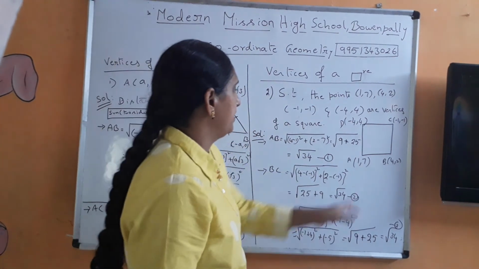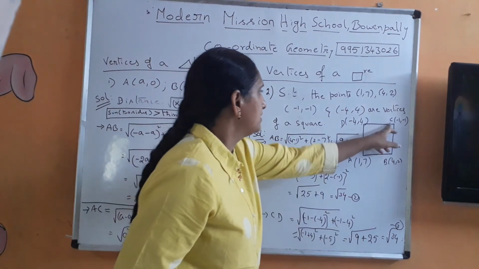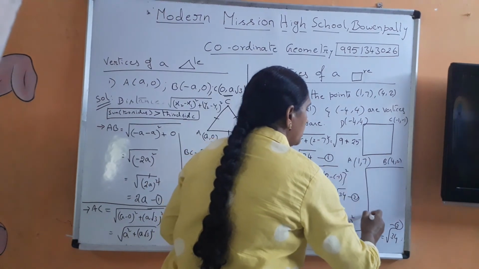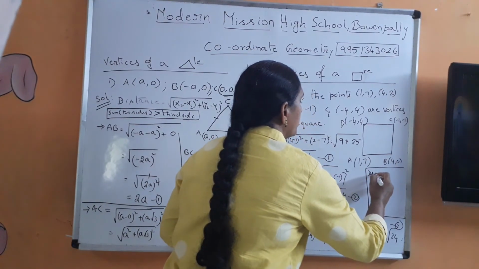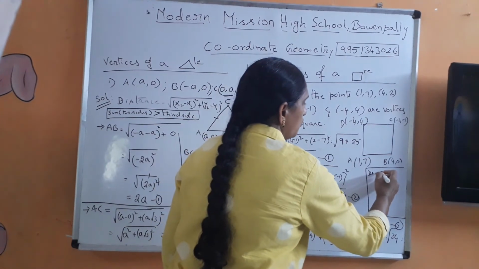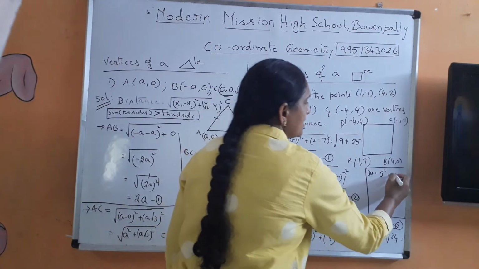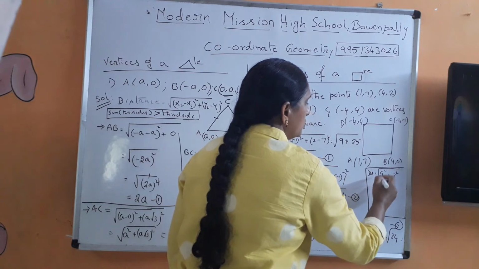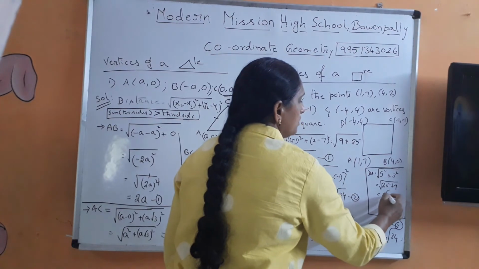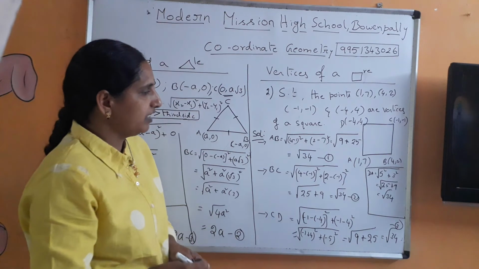So we have verified AB to be root 34. We got BC root 34 and CD root 34, and then finally DA. Let us verify. 1 minus of minus, plus 4, 1 plus 4, 5 square, plus 7 minus 4 is 3 square under root. So 25 plus 9 under root is equal to square root of 34. Square root of 34. Very clear.